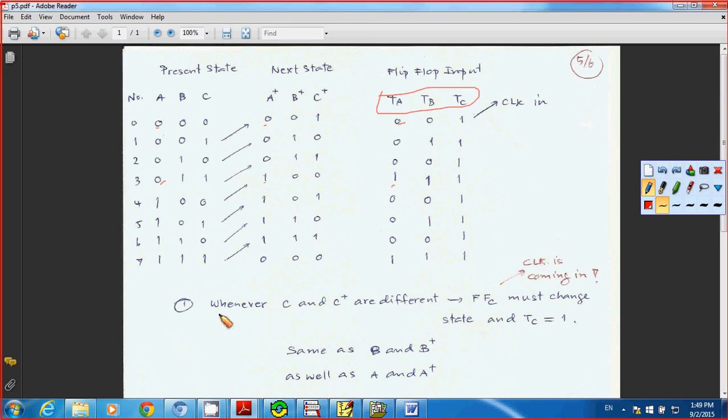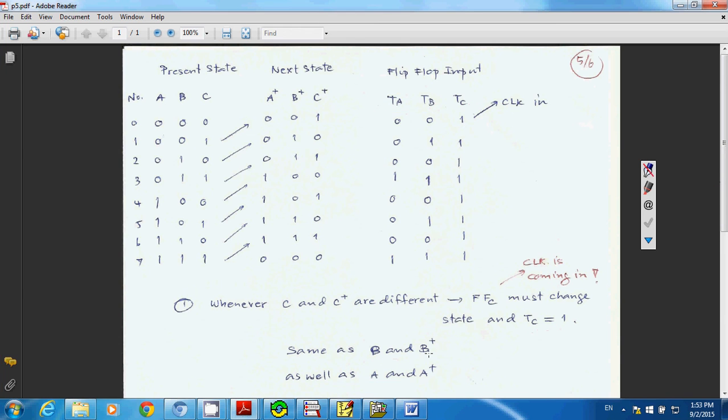That's why I explained here, whenever C and C plus are different, the flip-flop C must change, so your TC has to be equal to 1. It changes when the clock is coming in; when you have no clock coming in, it means your C doesn't change the state, right? And that's why I also put the same as B and B plus, as well as A and A plus, or present state and the next state.